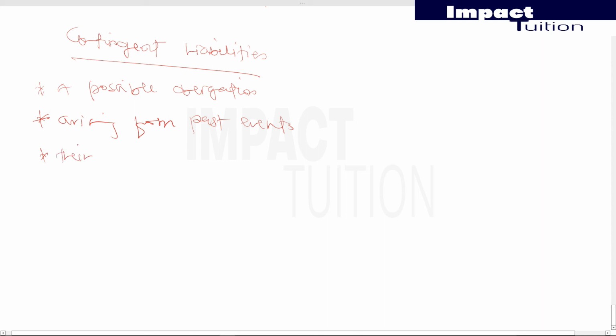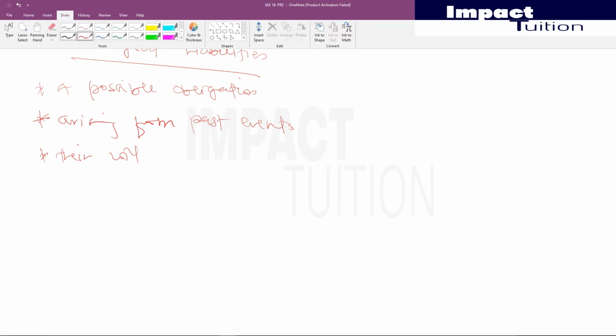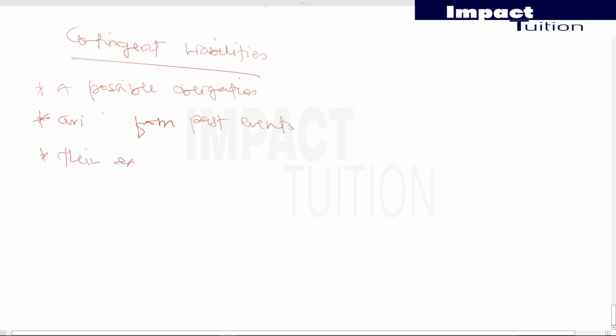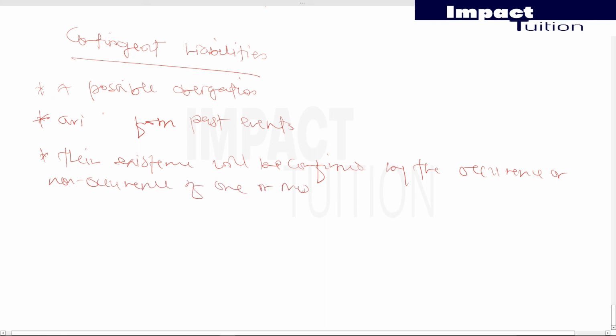Let me put it this way. Their existence will be confirmed by the occurrence or non-occurrence of one or more uncertain future events, not wholly within the control of the entity.